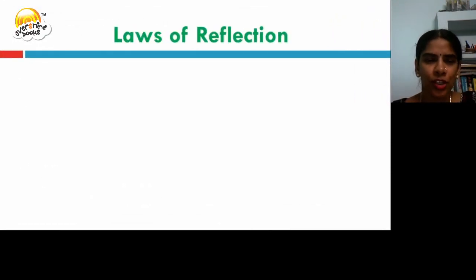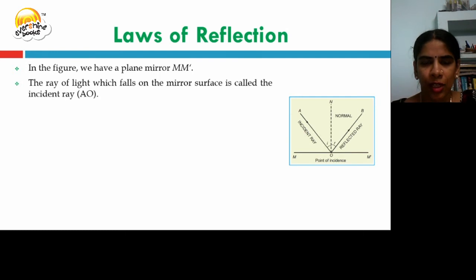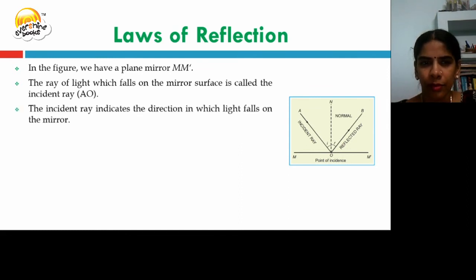Laws of reflection. In the figure, you can see a plane mirror, MM dash. The ray of light which falls on the mirror is called the incident ray, AO. The incident ray indicates the direction in which the light falls on the mirror, that is, from A to O. You can see the arrow mark indicating the incident ray.